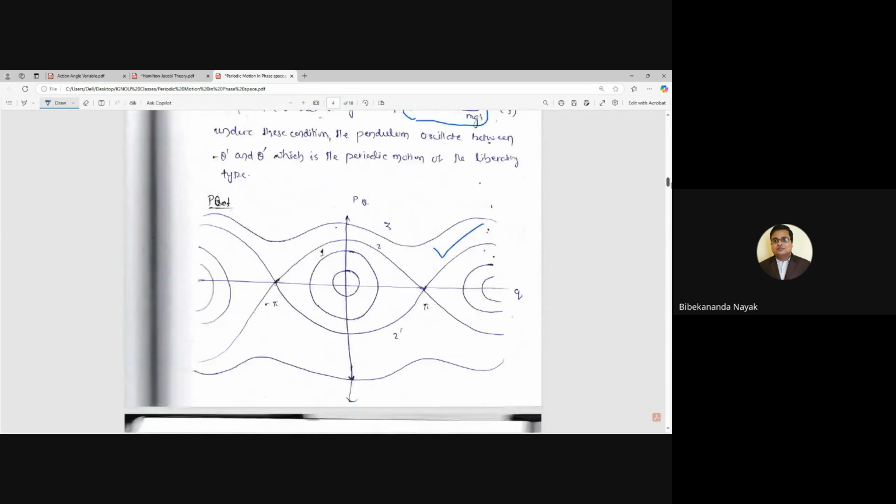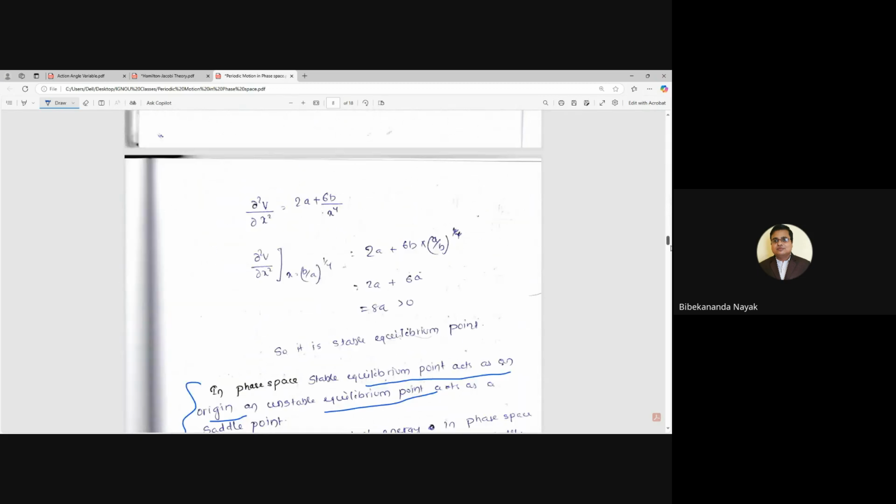So look at the figure. These pi points are unstable equilibrium points where the bifurcation path occurs. This is the stable equilibrium point, and it behaves as an origin. This is for different energy levels. In your NET exam, if this type of problem comes, generally a potential is given and some options are given for its phase space trajectory. In that case, you take its first derivative, equate it to 0, and find the stable and unstable equilibrium points. A stable equilibrium point behaves like an origin, and an unstable one is a bifurcation point.